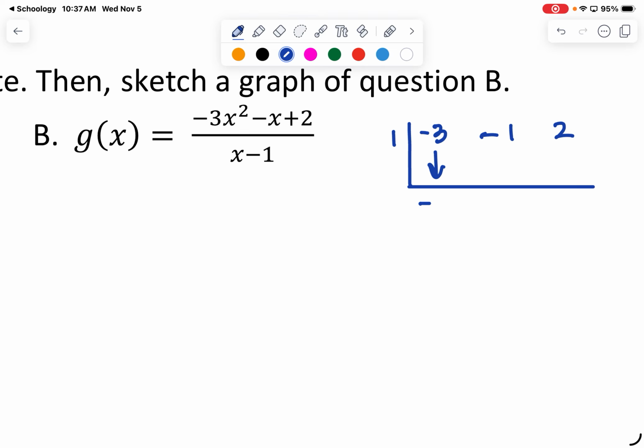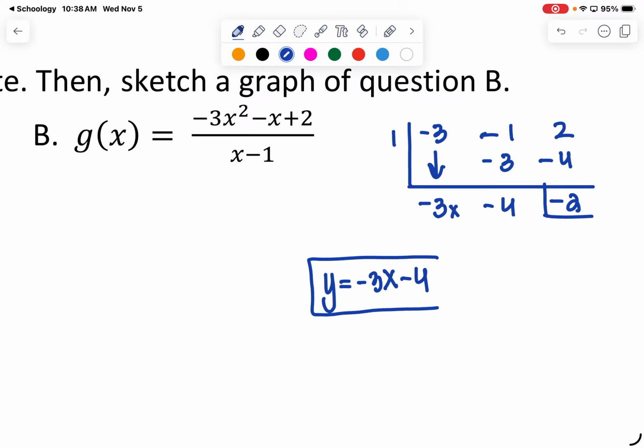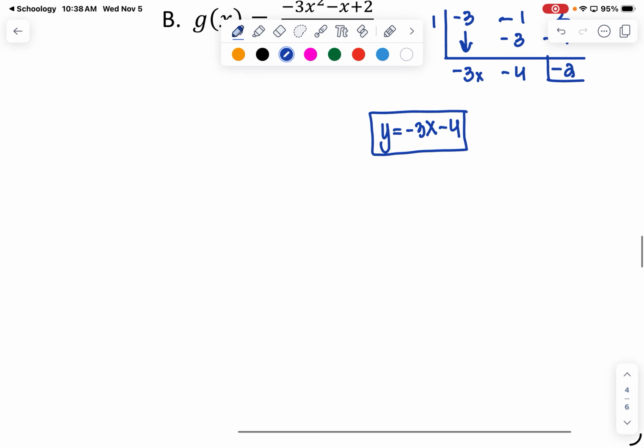So I'm going to drop my negative 3. Negative 3 times 1 is negative 3. Add those two, that's negative 4. Multiply these two. 1 times negative 4 is negative 4. Add these two, and I get negative 2. Remember, this is my remainder. I was dividing a quadratic, so I'm going to jump down to a linear. So y equals negative 3x minus 4 is my oblique asymptote. Okay?